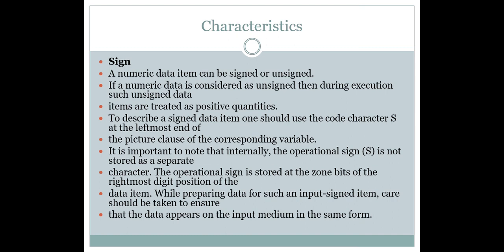To describe a signed data item, one should use the code character S at the leftmost end of the picture clause of the corresponding variable. So whenever you include a data name, and suppose you have to indicate it as a negative value, to the leftmost of that particular data name you have to include the capital S as a character to indicate it as a signed data item.